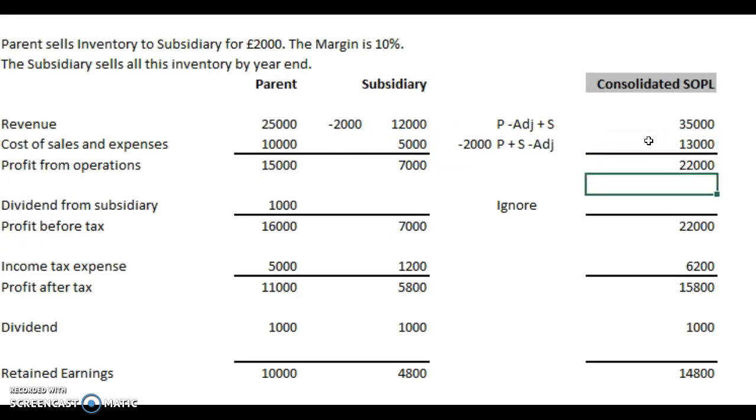And the rest is exactly the same as before. Ignore the dividend. Profit before tax is just a simple calculation. In fact, it's 22,000 minus 0 is still 22,000. The income tax expense is P plus S, which gives a profit after tax calculation. The dividend is, as before, the parent only, and then that gives us retained earnings of 14,800.